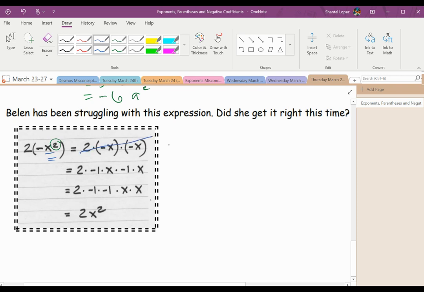So how should she have expanded? It should have been 2 times, remember there's an invisible 1. So it should have been 2 times negative 1 times x times x. Okay, so we could have rearranged. There's no need to rearrange, so we could just multiply. So 2 times negative 1 is negative 2. x times x makes x to the power of 2, and that would be my final answer.